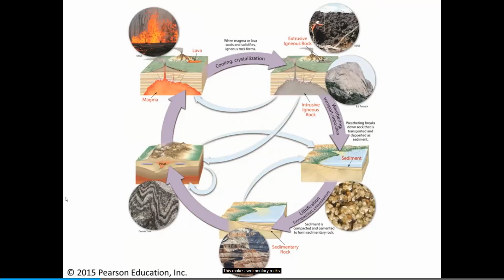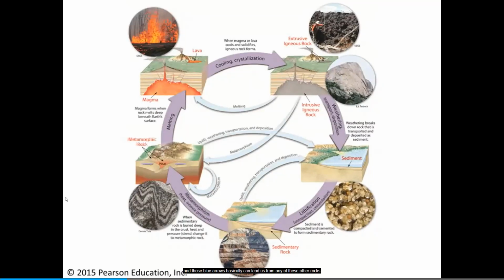This makes sedimentary rock. That sedimentary rock might be exposed to excessive heat or pressure, and that can cause it to metamorphose. If you metamorphose sedimentary rock, you end up with metamorphic rock. And of course, if you take that metamorphic rock and you heat it up even more, you can end up melting it, forming magma. All right, so now we've come full circle here on our rock cycle diagram. You'll note that there's also some blue arrows in the middle, and those blue arrows basically can lead us from any of these other rocks to different points on the rock cycle.